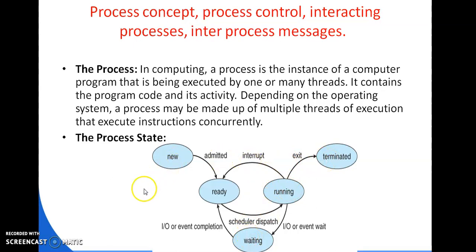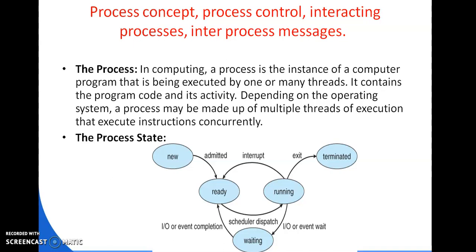So first, the process state of new. A program which is going to be picked up by the operating system into the main memory is called a new process. Or simply, in the new state the process is being created.